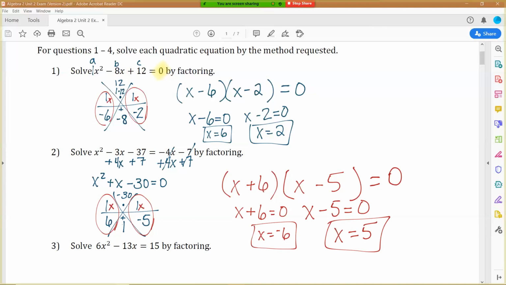Questions or concerns on the first two? So you can anticipate your first two questions on your test going to be just like this. The first one's going to be set equal to 0. The second one, you're going to have to move some terms to get it set equal to 0.